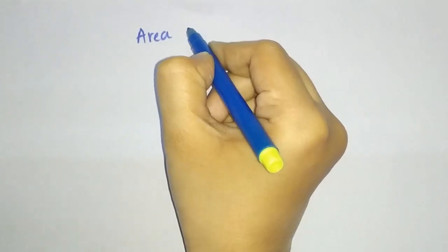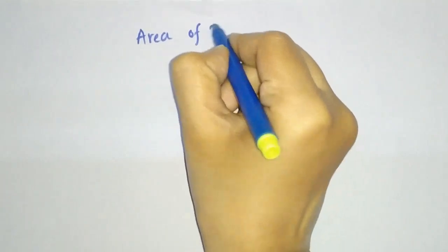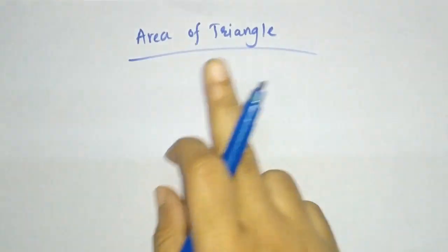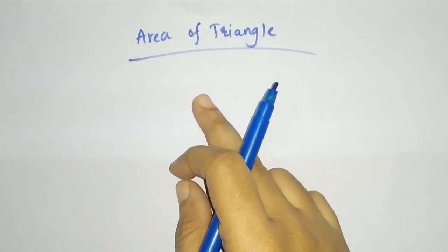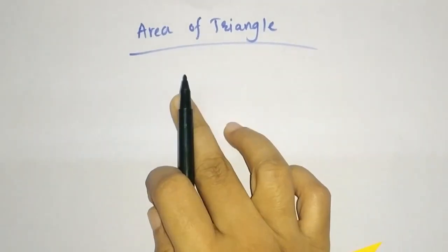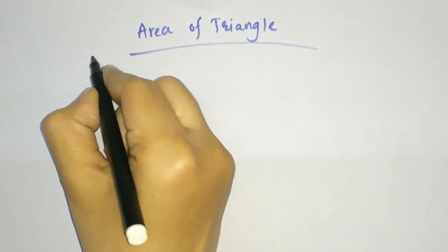Welcome back, dear students. In today's video we are going to see the area of a triangle. For this, we want to find how to get its area. So friends, for getting the area of a triangle, consider any two triangles.